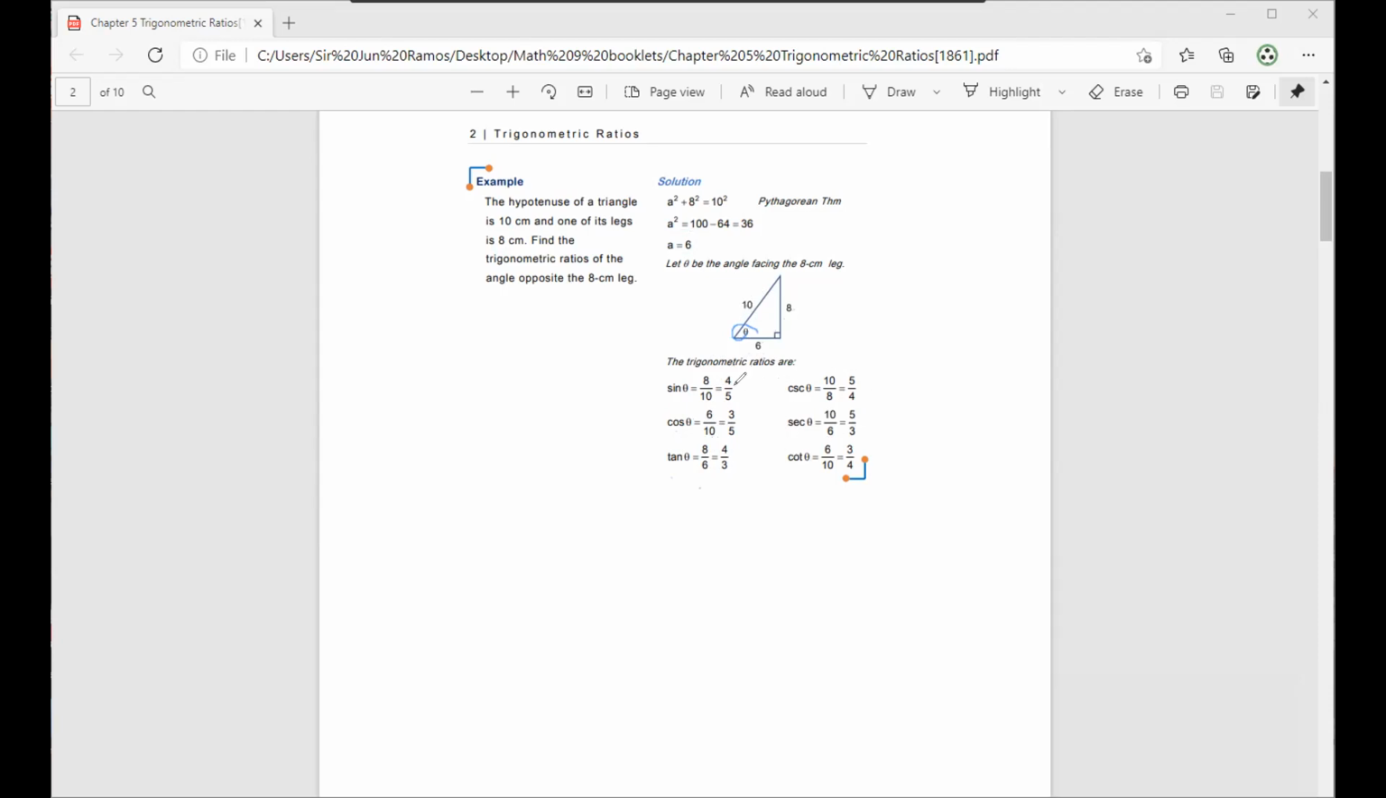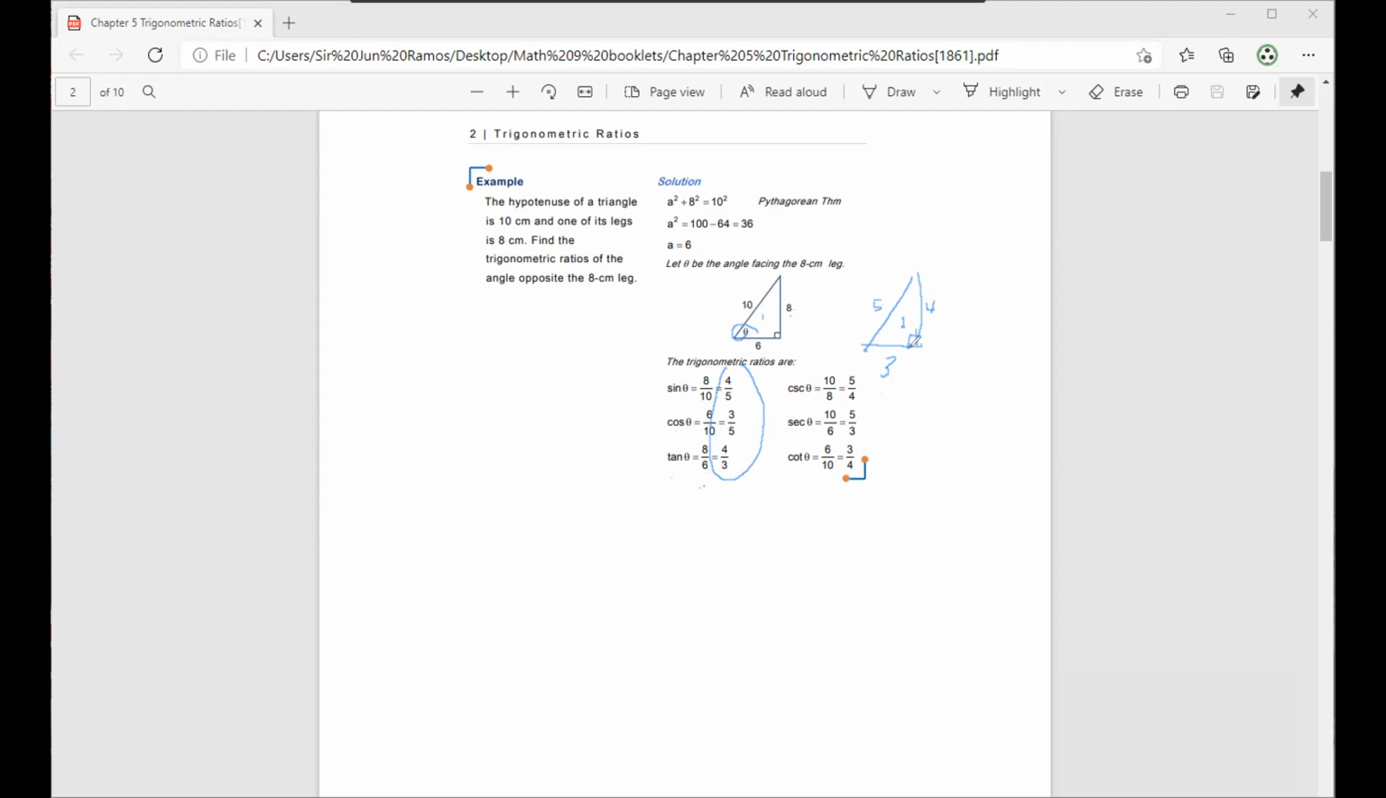Notice that we have a triangle similar to this triangle here, as given by this primitive form of the Pythagorean triple. We have a smaller triangle, which is actually a 4 here, a 3, and a 5. We know that these two triangles, triangle 1 and triangle 2, are similar because their ratios are the same. 8 over 10 is the same as 4 over 5. And 6 over 10 is the same as 3 over 5. And 8 over 6 is the same as 4 over 3.